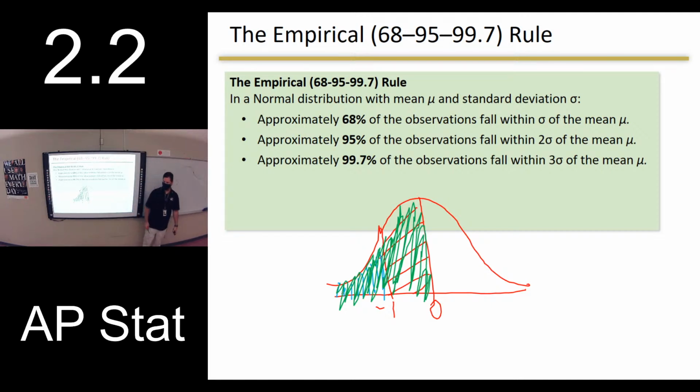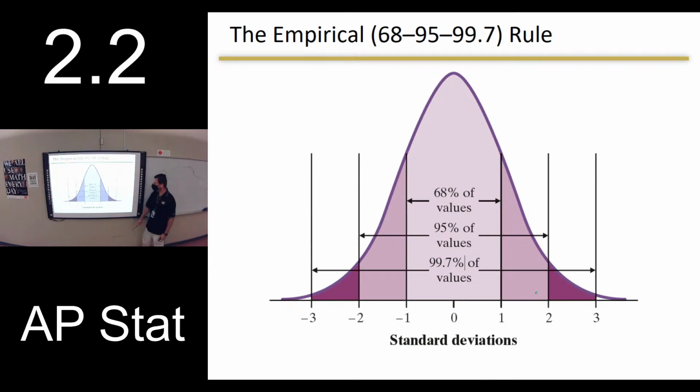Okay? So how much is greater than 3 standard deviations? Well, all of this is 99.7. So that leaves 0.3 left over for both ends. So 0.15? Yeah, 0.15%. Okay? Good.